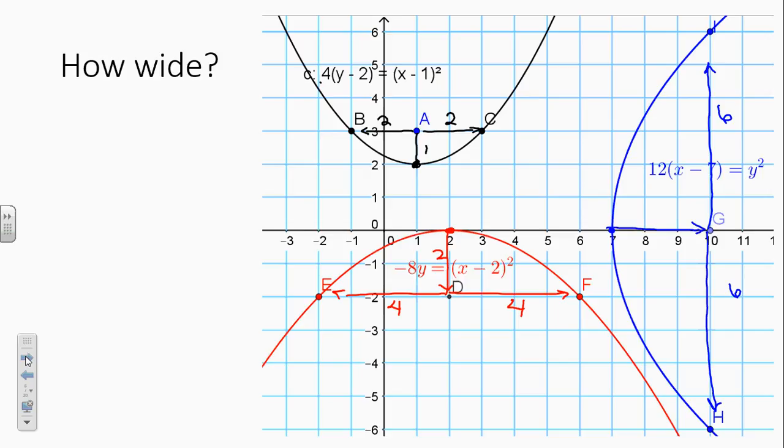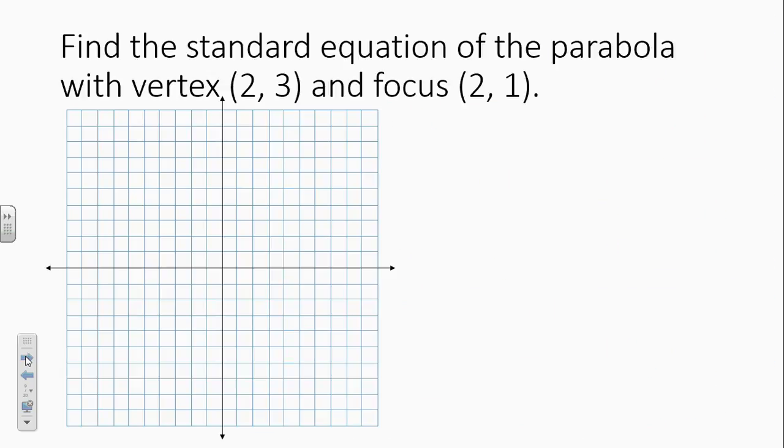All right, let's look at the next one. Now we want the standard equation of a parabola with a vertex of 2, 3 and a focus of 2, 1. So plot your vertex. Then plot your focus. And then ask yourself, which way is it opening?